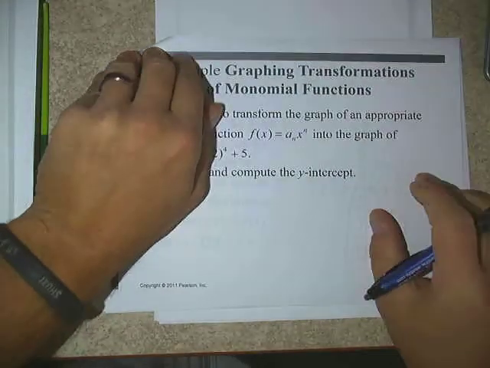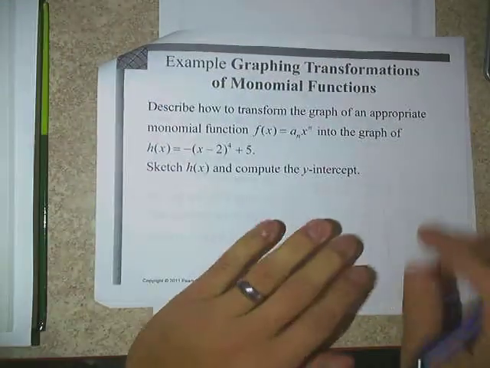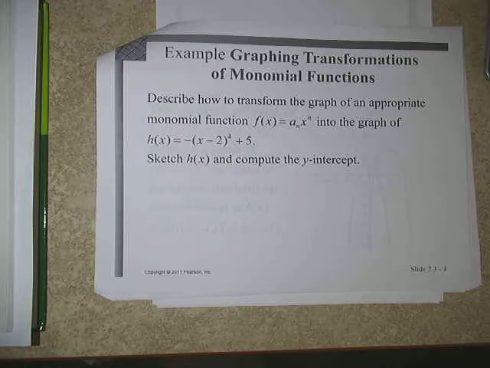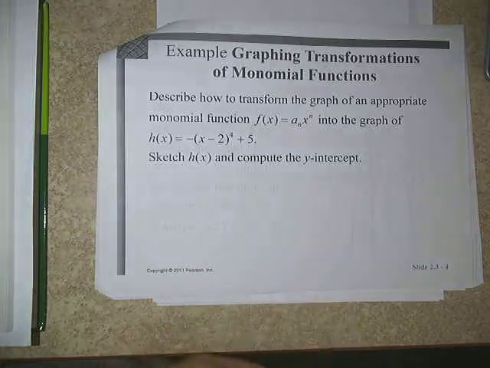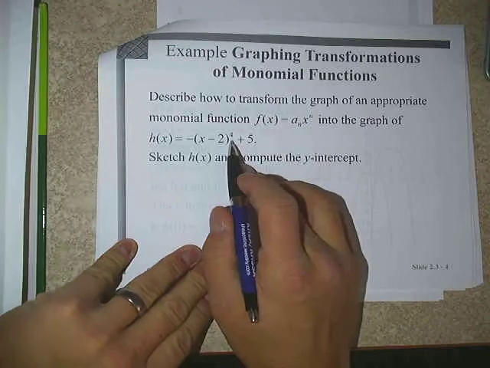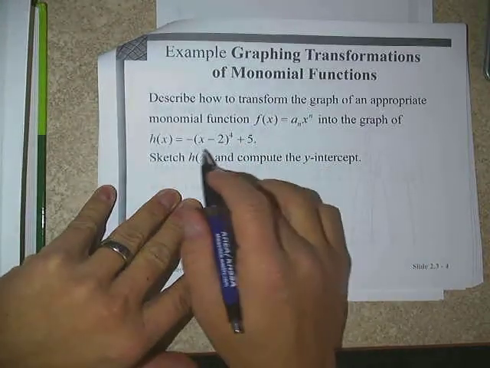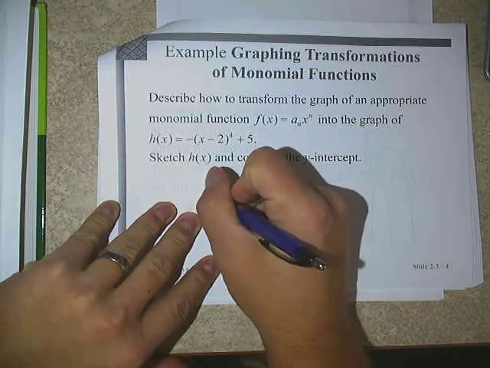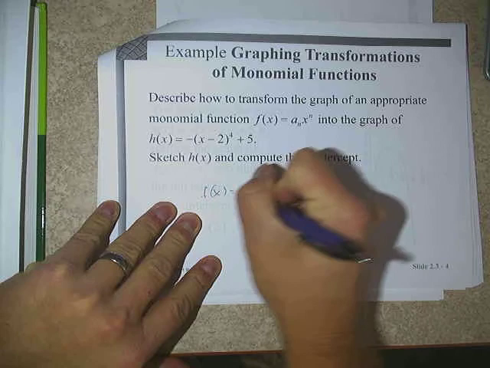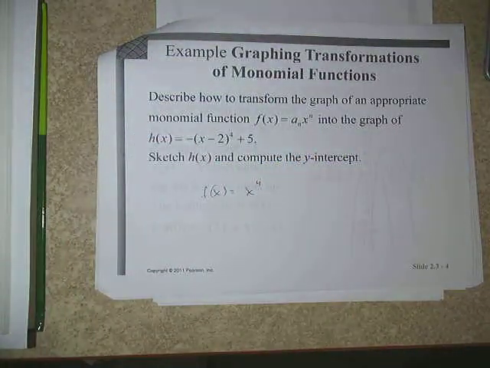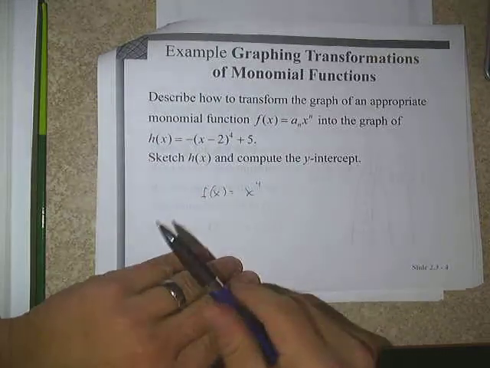All right. Now, let's look at a couple of things that we're going to be doing with these polynomial functions that we're about to study. First of all, it says describe how to transform the graph of an appropriate monomial function into the graph of this. So we're going back to what we know about transformations. If we were to look at the parent function that this might come from, the key issue here is that we're looking at the power. So if our original function, f of x, was x to the fourth, we might ask then, what did we do to x to the fourth to get to this new function?